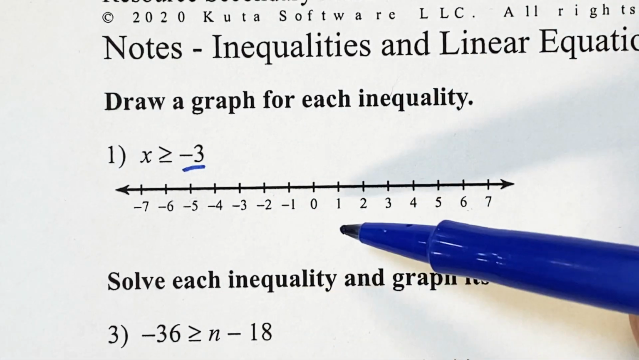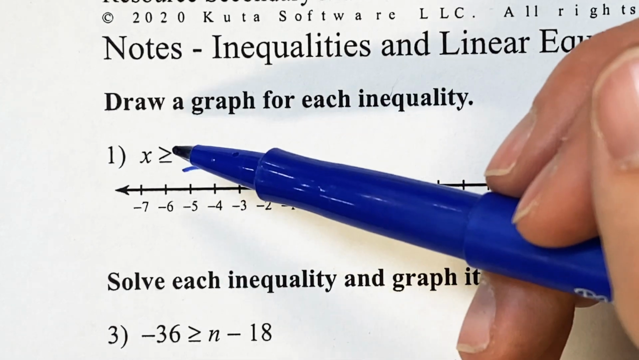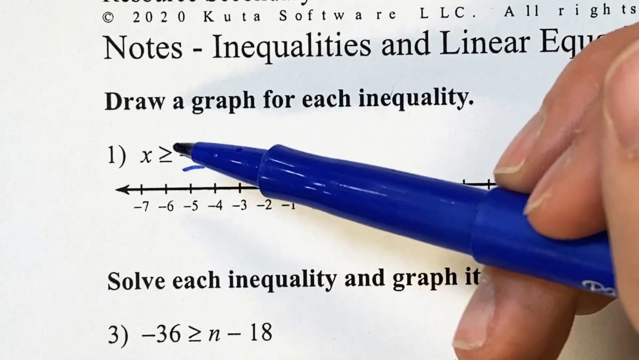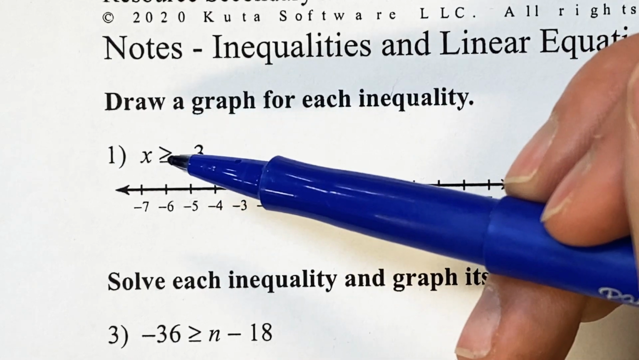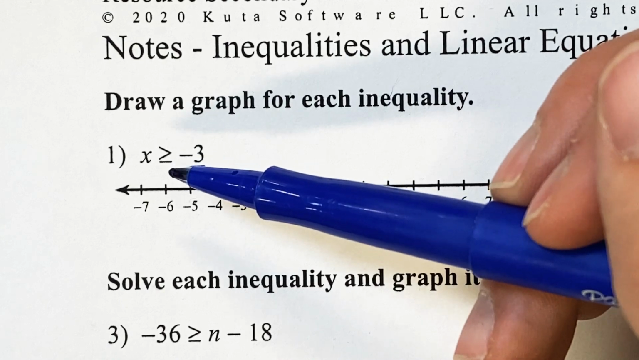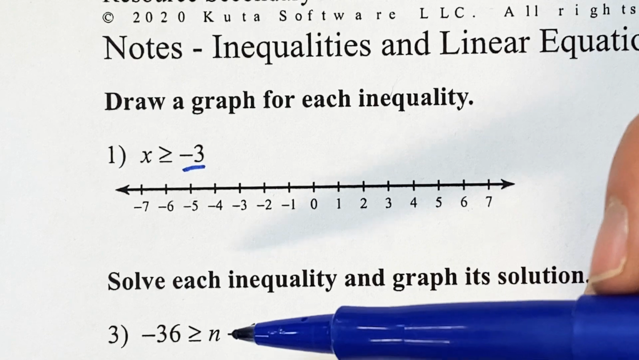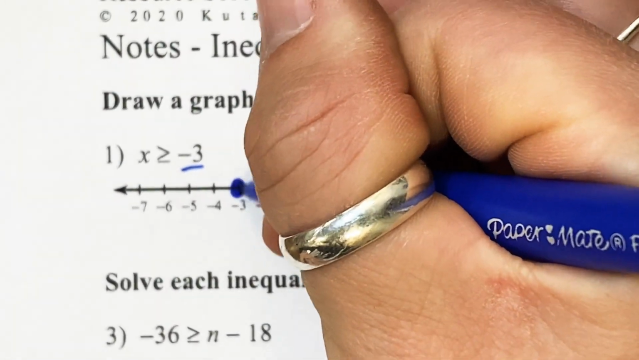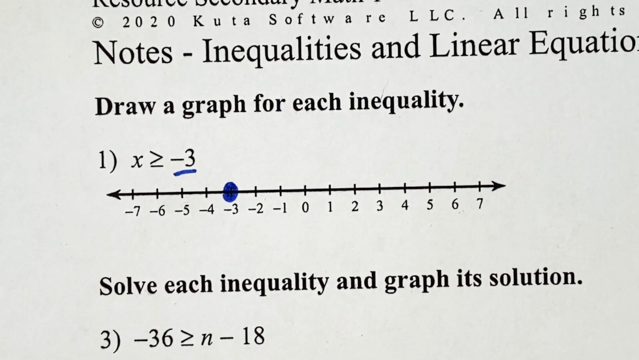So we know -3 is going to be right there. Okay, I almost pointed to +3. -3 is right there. So now, what kind of point are we going to put at -3? Is it going to be an open point or a closed point? Hint, think that there's a little bit extra here. It has that line underneath. Okay, so we know it's going to be a closed point at -3.